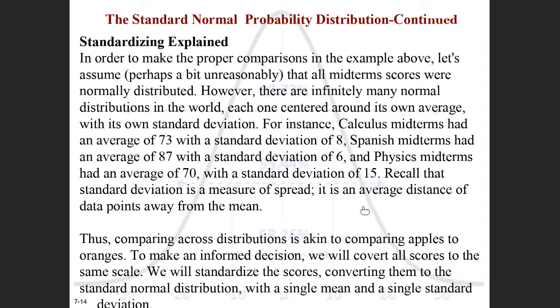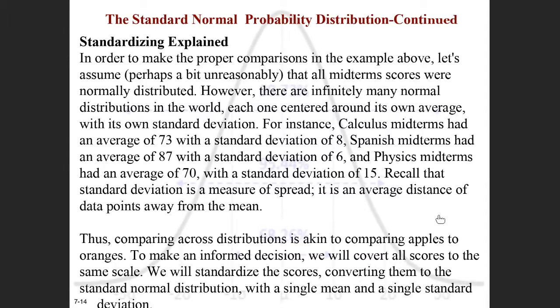Spanish, correct. Because it has an average of 87. The mean is 87. Standard deviation is 6. If we add 87 plus 6, we get 93. And 87 minus 6 is 81. Okay? That's a very high average. It can also tell you some characteristics. You can say, oh, you know what? The Spanish midterms were easier than the physics midterms. If there's any questions about that, does everybody understand that?